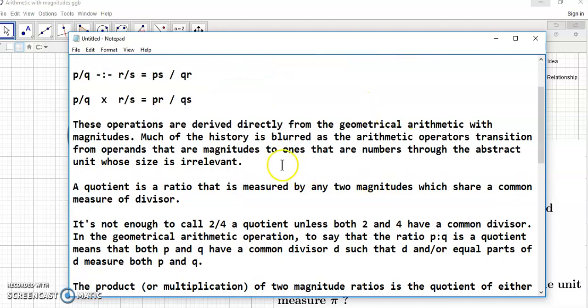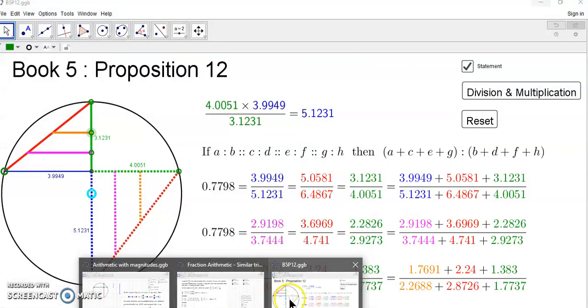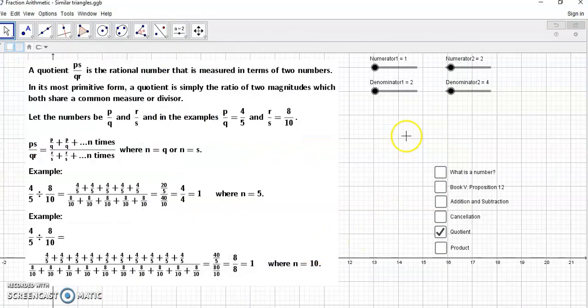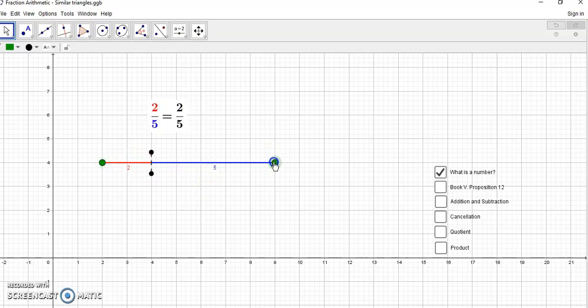So a quotient is really just a ratio that is measured by any two magnitudes which share a common measure or divisor. Now notice that if you have something like this, this here is actually a proportion of equal magnitudes if both this length here and this length here are measured by the same divisor or unit. So it doesn't matter which way you look at it, that way or this way or any other way, right?